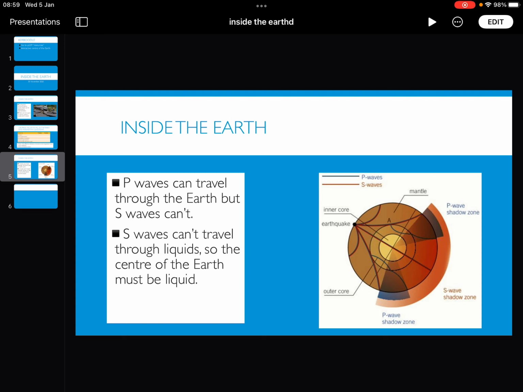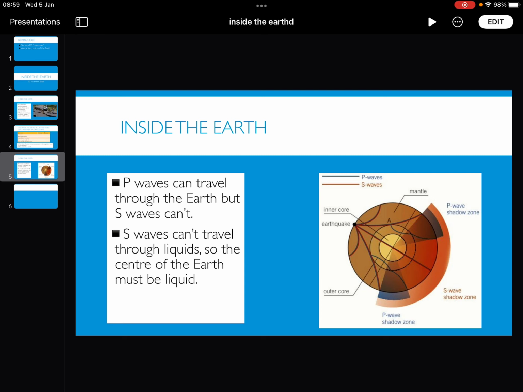But shadow zones are basically the zones where the types of waves are not detected. You know we talked about those seismometers picking up the seismic waves. Shadow zones are where those seismometers cannot pick up any waves. Now if you have a look at the diagram, you can see that there are shadow zones for P waves. I said P waves can travel through the Earth, but there are still shadow zones, and that is because P waves, like other types of waves, are refracted.